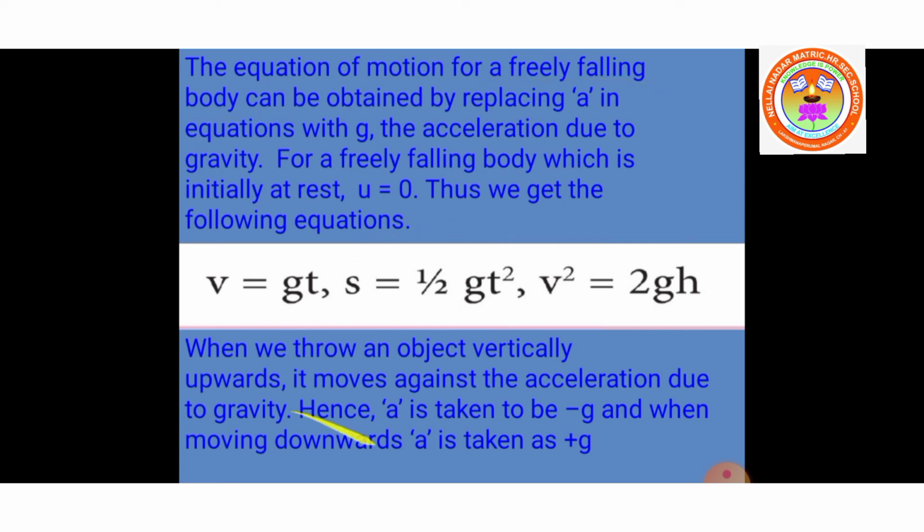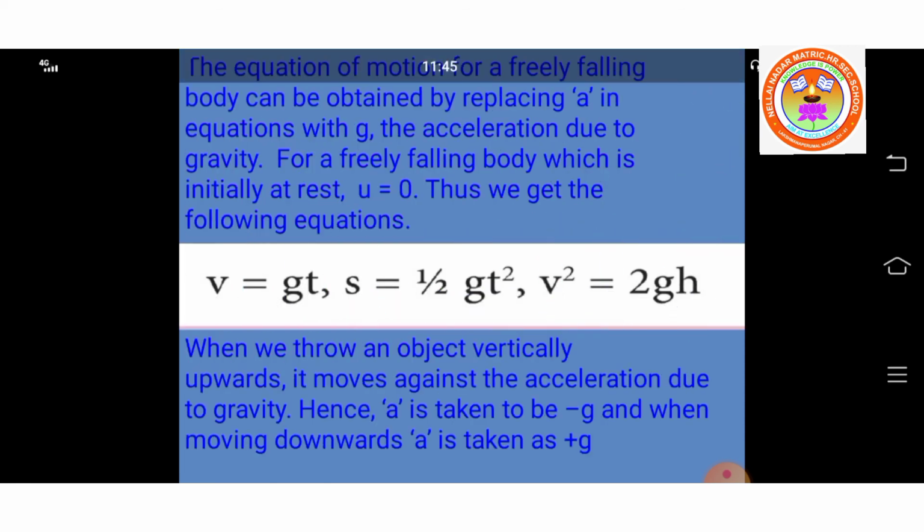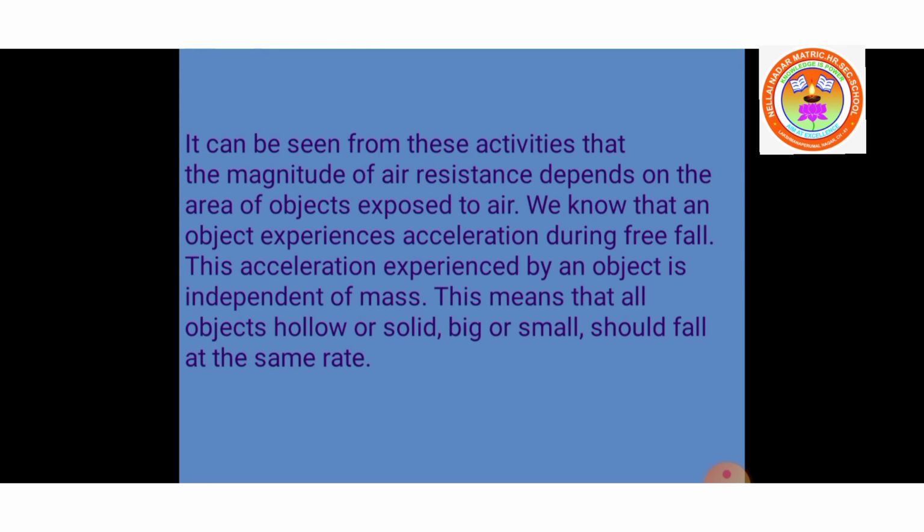So what is the third equation of motion? That is v square is equal to u square plus 2as. Already we know that for the freely falling body, the initial velocity u is equal to 0. So the third equation is modified to v square is equal to 0 plus 2gh. 2as is replaced by 2gh. a means acceleration due to gravity, so that is g. Next, s means displacement, and displacement means the height of the object, so h. So v square is equal to 2gh. It is the third equation of motion for the freely falling body.